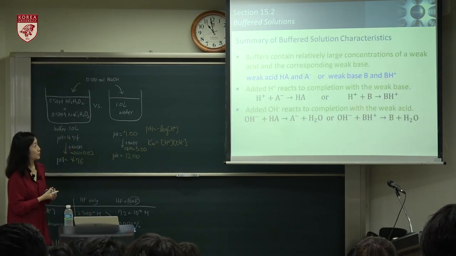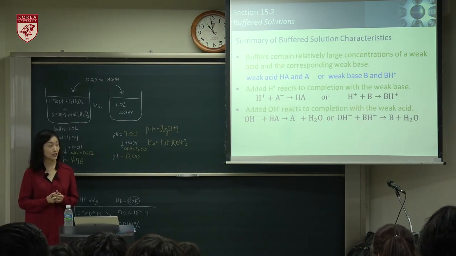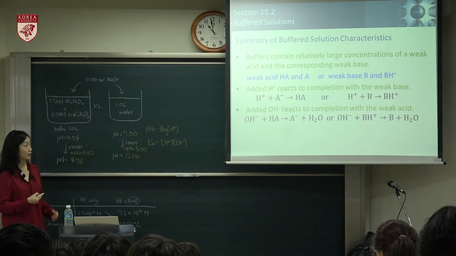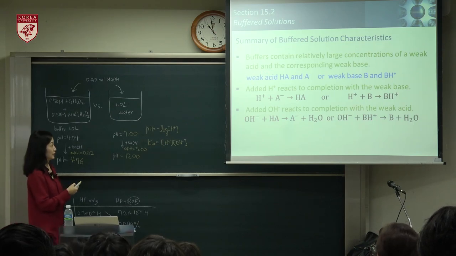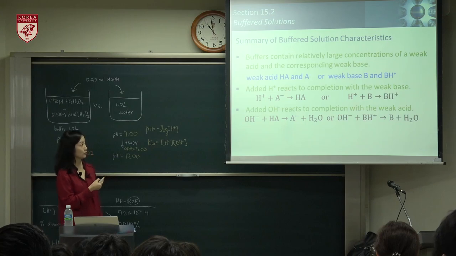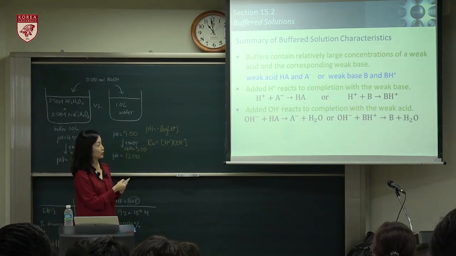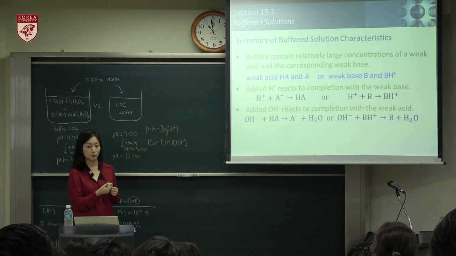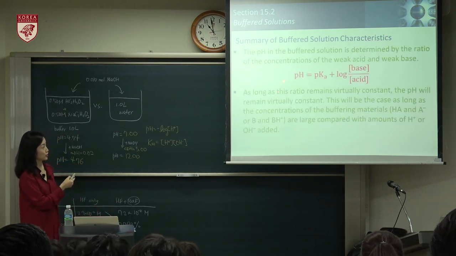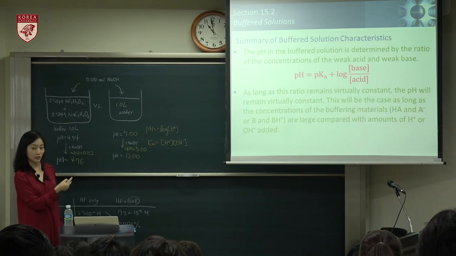Okay. So in summary, buffers contain relatively large concentrations of a weak acid and the corresponding weak base. And if H plus, a strong acid, is added to the buffer, it reacts to completion with the weak base. And if OH minus, a strong base, is added to a buffer solution, it will react with the weak acid to completion. And the pH in the buffer solution is determined by the ratio of the concentrations of the weak acid and the weak base, so based on the Henderson-Hasselbalch equation.